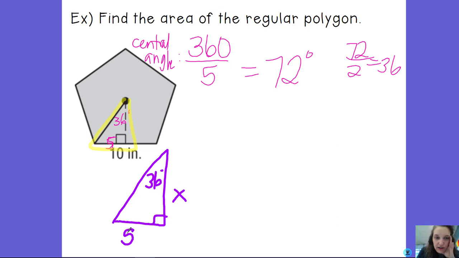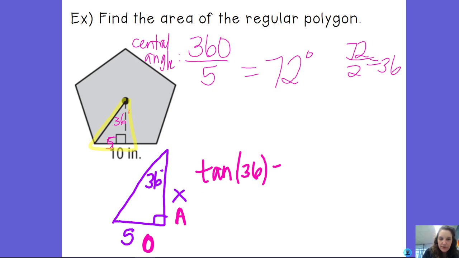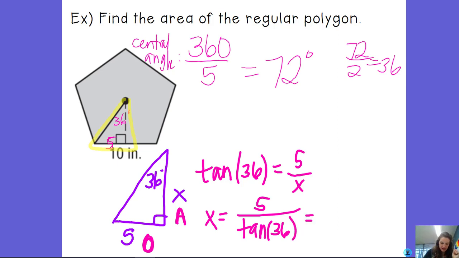So I think about my toolbox. I only have one side, so I can't use the Pythagorean theorem. I don't have a special right triangle, so I can't use a 30-60-90 or a 45-45-90 triangle. I just have a random angle and a side. I'm going to use SOHCAHTOA. If this is my angle, 5 is the opposite side, and x is the adjacent side, so I'm going to use tangent. Tangent of 36 is opposite over adjacent, so x equals 5 over tangent of 36. I get my apothem to be 6.8819.